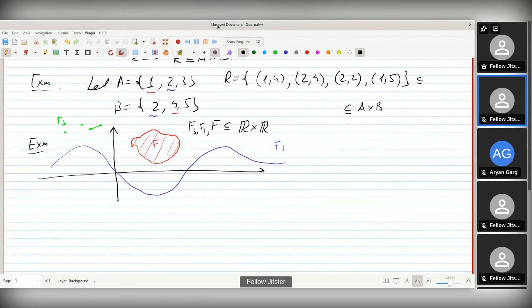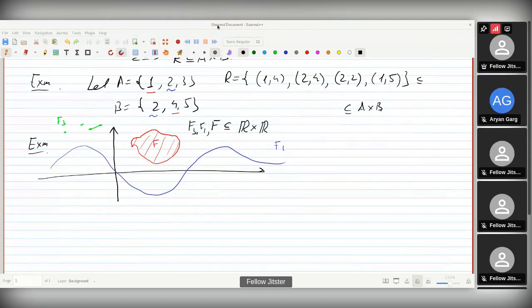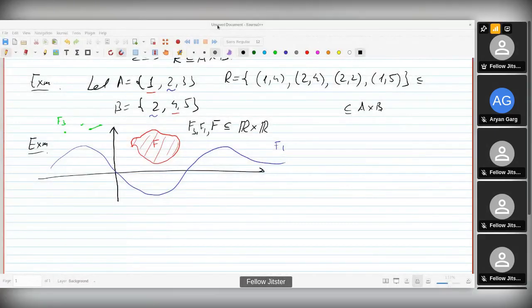Is this idea clear? Is it clear? Yes. Mm. Okay.